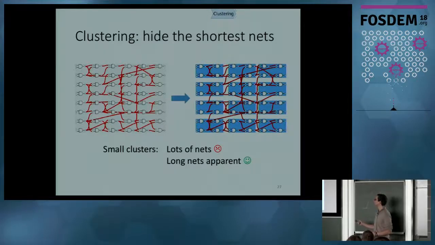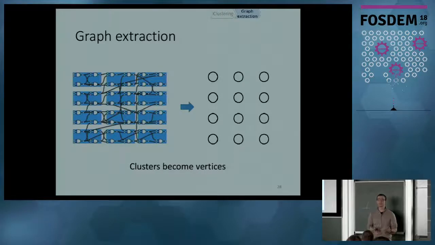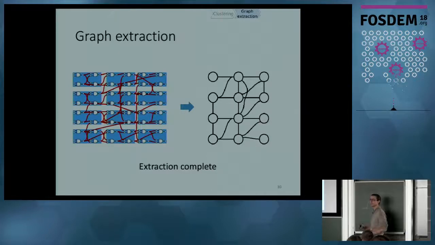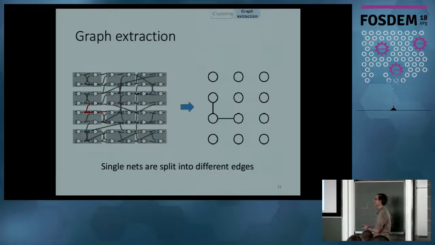Okay. The next step is to extract the graph that is representing this design. Well, really easy, actually. So each cluster, each blue cluster will become one node, what we call a vertex of the graph. And then each net connecting 2 clusters will become one edge of the graph. And do that for the whole graph. Extraction complete. That's it. Well, not exactly. Because there are some nets, like the red one over there, that is extracted as 2 edges. Oh, but it's one net. It shouldn't be 2 edges.